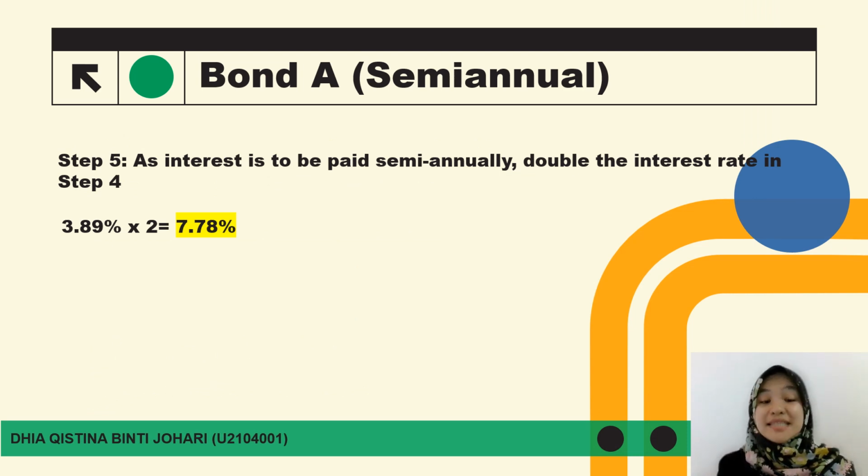However, as this bond is semi-annual and the interest is also being paid semi-annually, we need to double the interest rate, which is using the answer in step 4, which is 3.89%, and multiply by 2 and you will get 7.78%.